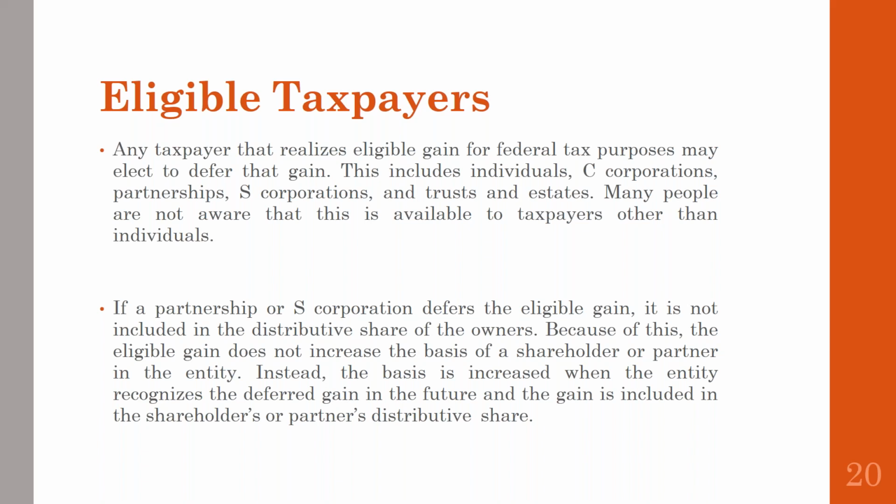All right, so eligible taxpayers. Again, we talked about it. Individuals can be, yes, can be a C corp, can also be a partnership or an S corp. It also includes trusts and estates. A lot of people are not aware that it was eligible for trusts and estates as well.